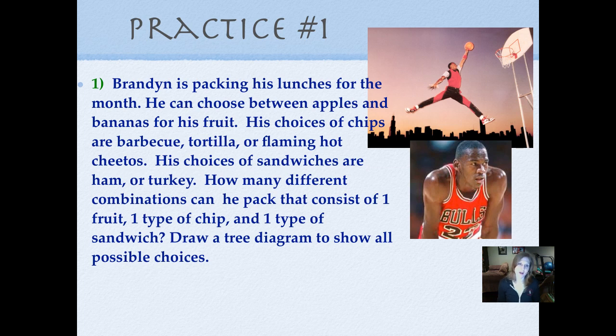How many different combinations can he pack that consist of 1 fruit, 1 type of chip, and 1 type of sandwich? Draw a tree diagram to show all possible choices. You can always go back up and look at your example if you've forgotten how to do that. Then either count your choices on the tree diagram and then multiply those initial numbers to see how many choices you actually have. Pause it and push play when you've done all of that.